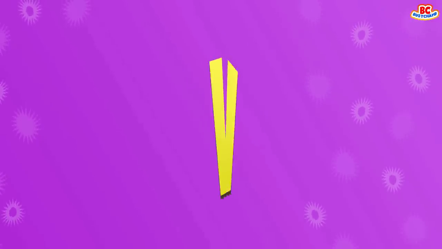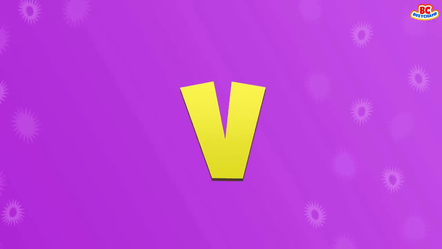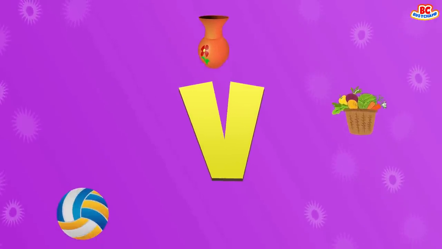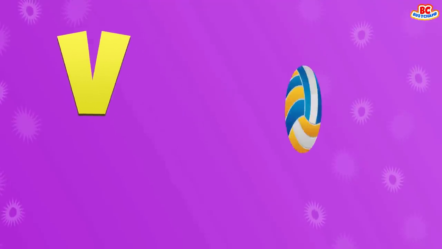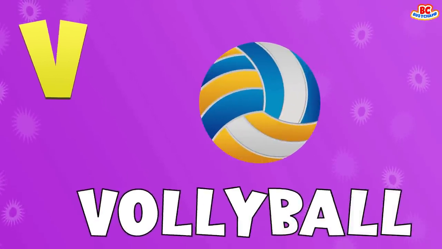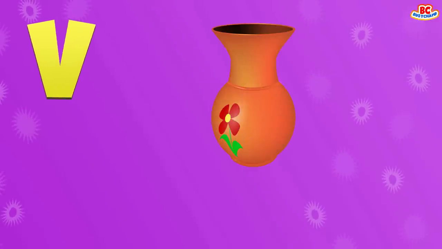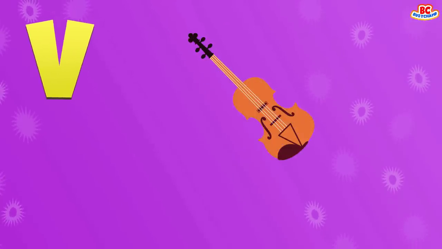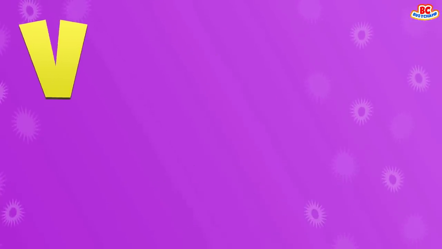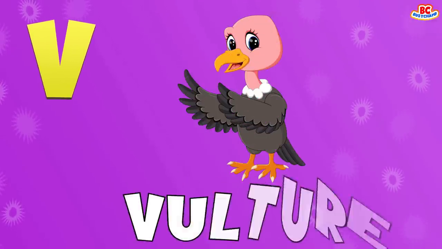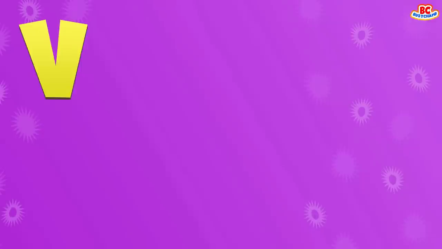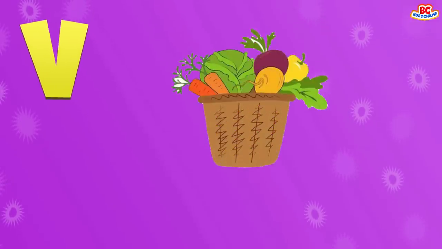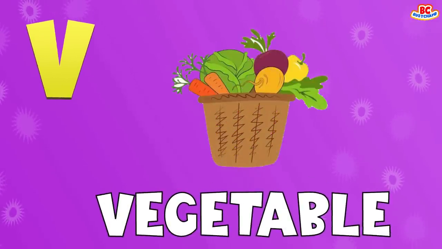V. V is for volleyball. Volleyball. V is for van. Van. V is for violin. Violin. V is for vulture. Vulture. V is for vest. Vest. V is for vegetable. Vegetable.